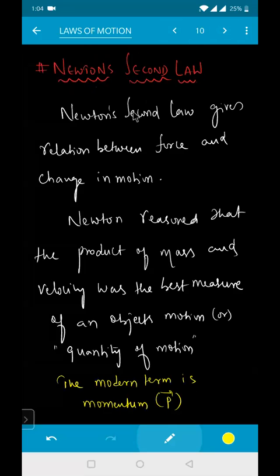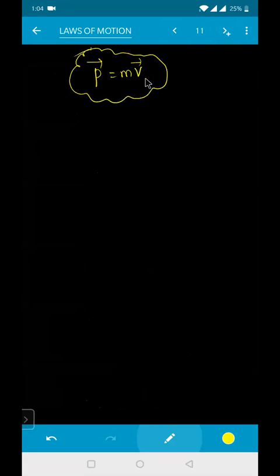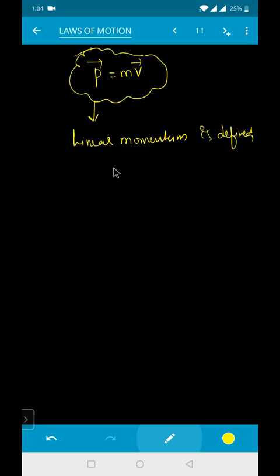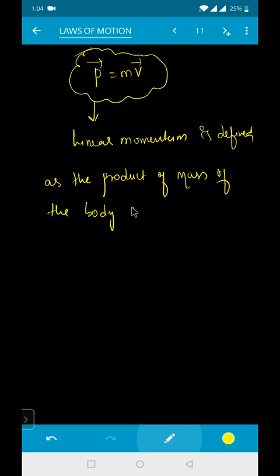Yes, sir. That means Newton's second law is defining momentum. And what is momentum? The product of mass into velocity of an object is called linear momentum. Linear momentum is defined as the product of mass of the body and its velocity. It is a vector quantity, beta.